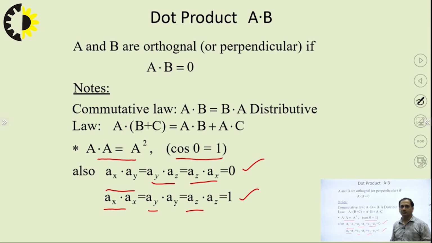So this is the dot product A dot B, and in the next lecture we will cover the cross product, and then we will come to the main point, that is the transformation, which is very important.